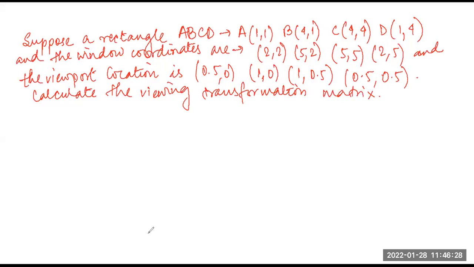Okay, so this is the sum which is provided to you. They have given you the object size, that is the rectangle. They have given you the window coordinates and the viewport location coordinates, and you are asked to calculate the viewing transformation matrix. That means the matrix concept which we studied yesterday, the product of translation, scaling and translation, right? Now, first we need to draw the basic thing.